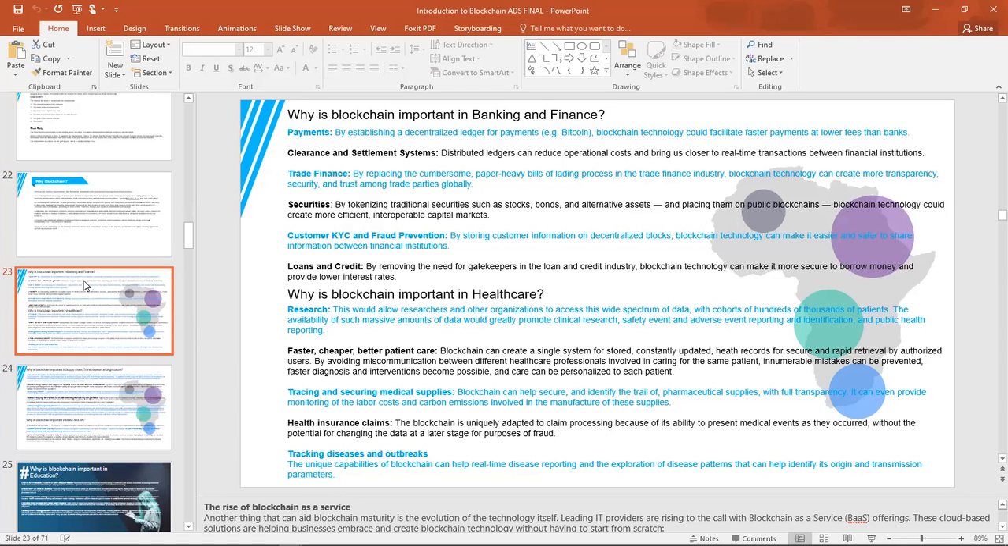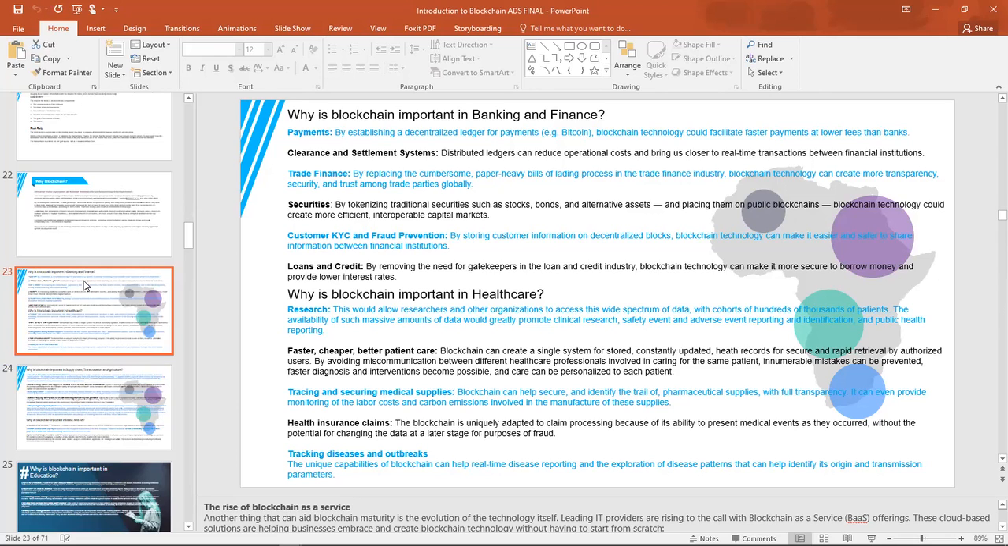Blockchain is playing a big role in banking and finance. Payments: by establishing a decentralized ledger for payment, blockchain technology could facilitate faster payment at lower fees than banks. Clearance and settlement: distributed ledgers can reduce operational costs and bring us closer to real-time transaction between financial institutions. Trade finance: by replacing the cumbersome paper-heavy bills of lading process, blockchain technology can create more transparency, security, and trust among trade parties globally.